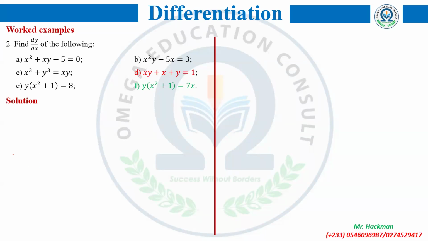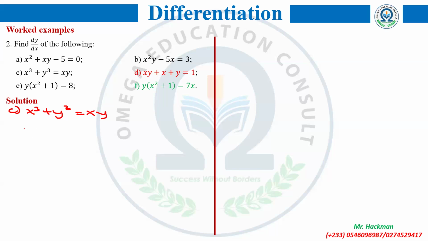Now let's go and look at the C. What are we given? x cubed plus y cubed is equal to xy. Here, how many terms in y can you see? 2 terms. So obviously you are going to get 2 terms in dy dx. So a little more work in terms of your factorization, but basically the same principle.